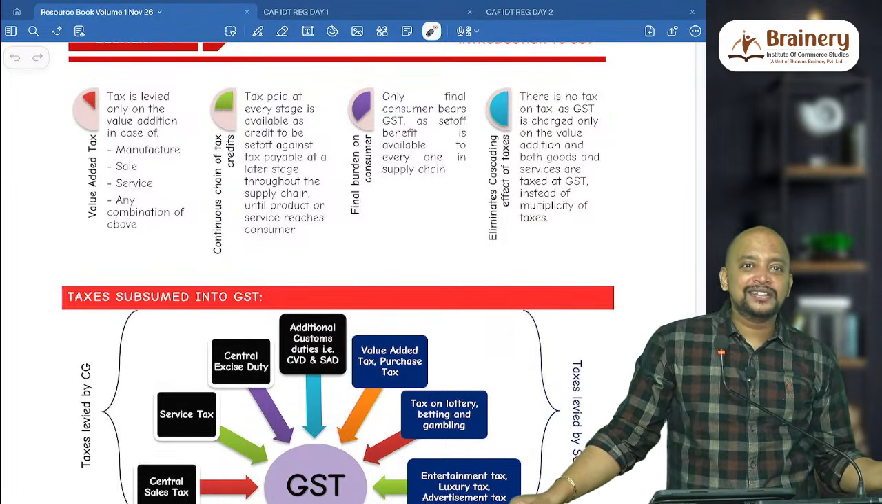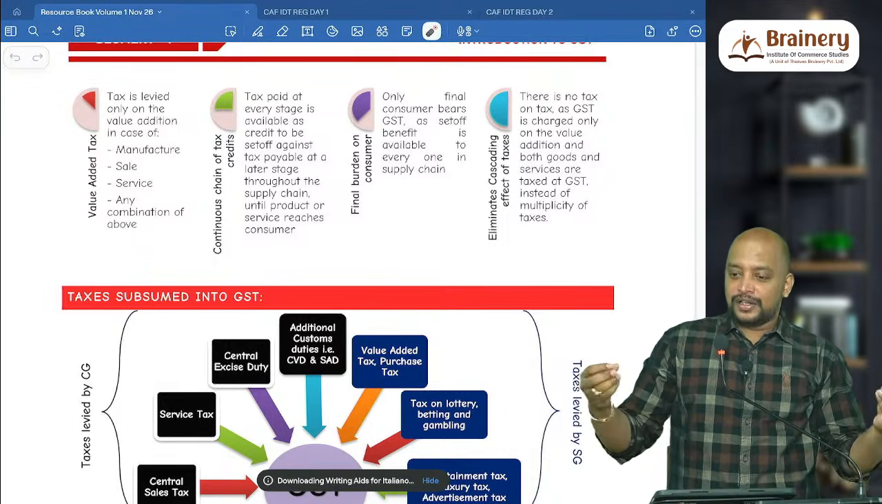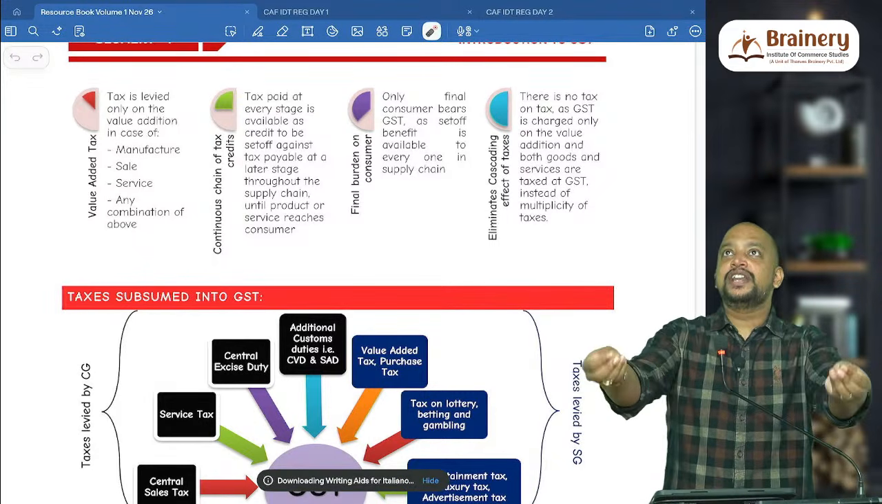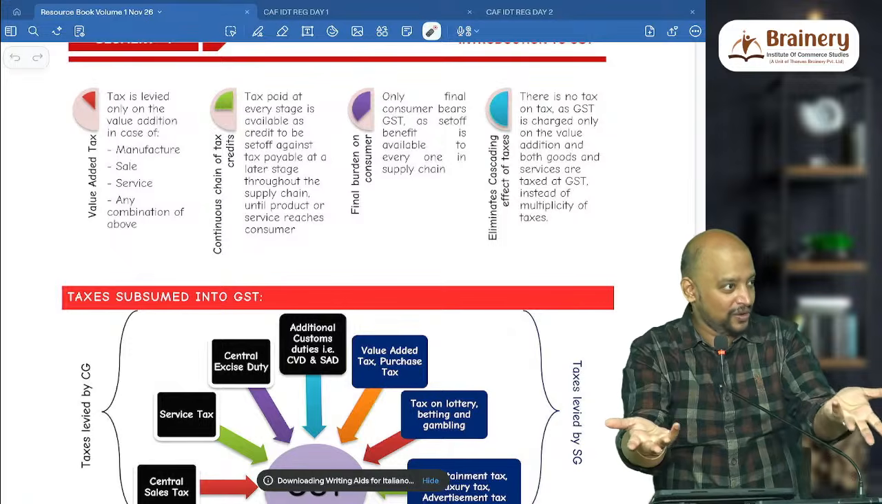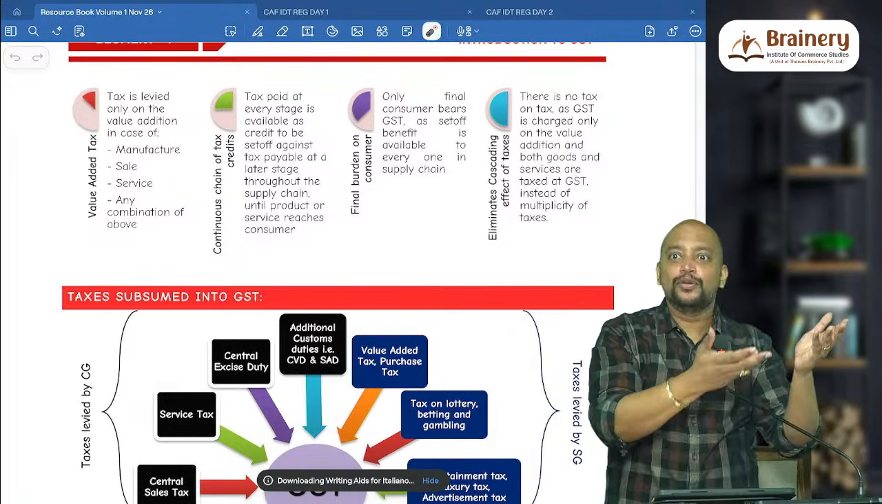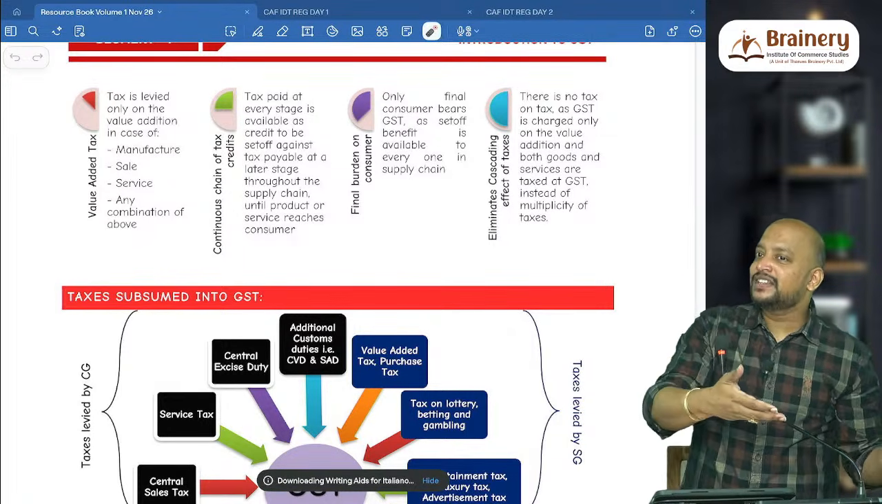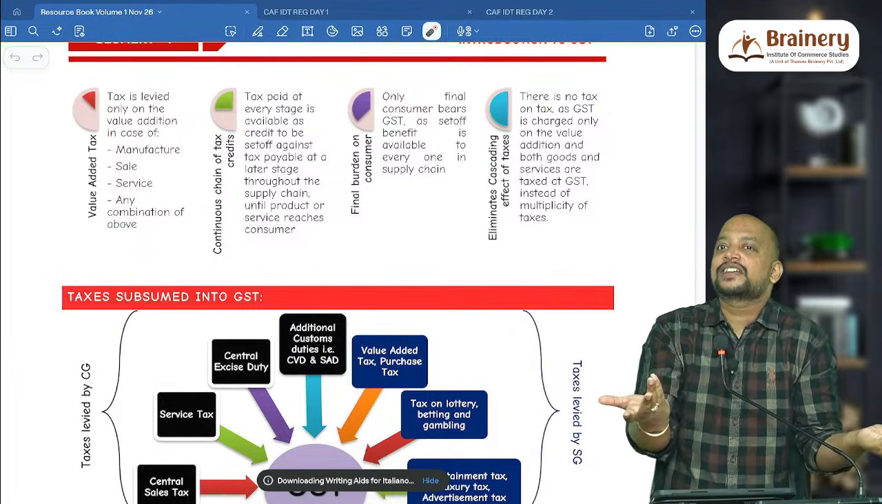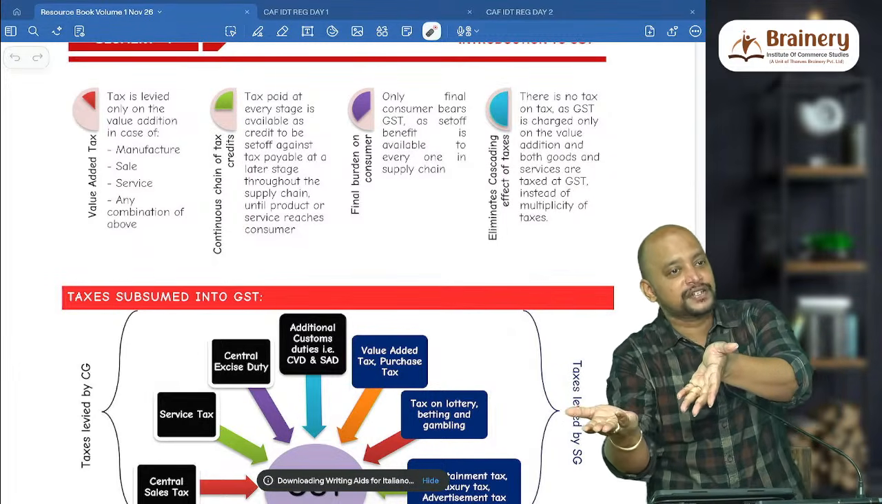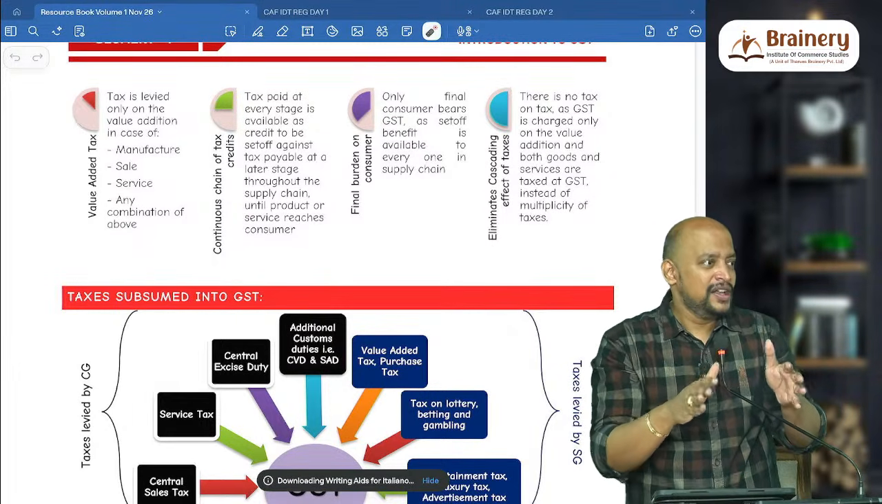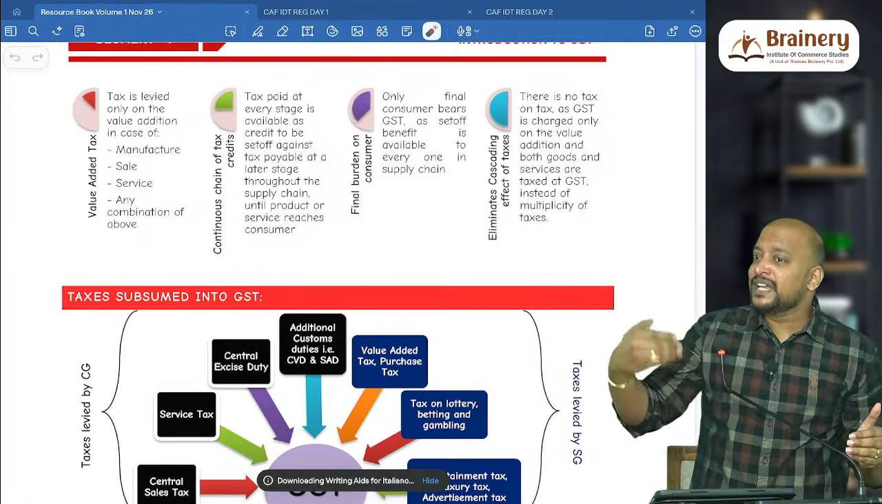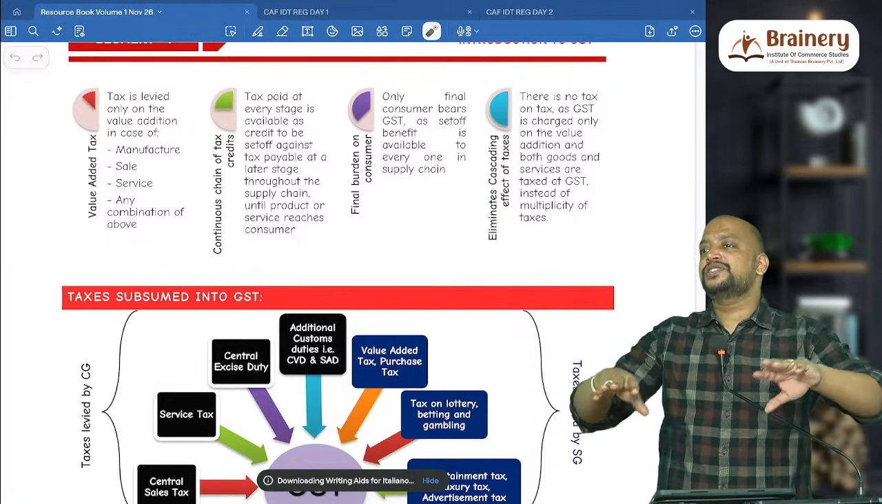Builders will not do some yagas or homams wherein the building will come directly from the sky. No, they have to construct it. They have huge expenditure. So whenever they have to pay GST on that, they cannot take credit. Naturally it will be added to the cost, correct or not? And it will in turn be recovered from the recipient. That is the disadvantage of not having the credit.